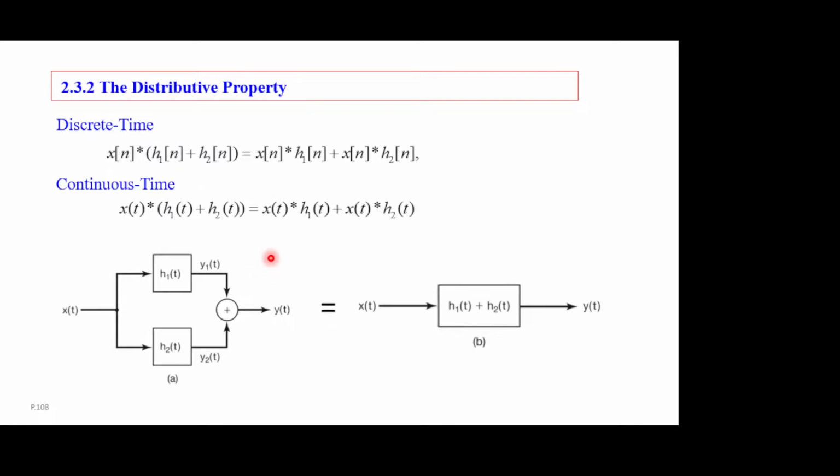The second property is the distributive property. Once again, it's like multiplication. For discrete time, x of n convolved with h1 plus h2 will be the same as x convolved with h1 plus x convolved with h2. And similarly for continuous time.